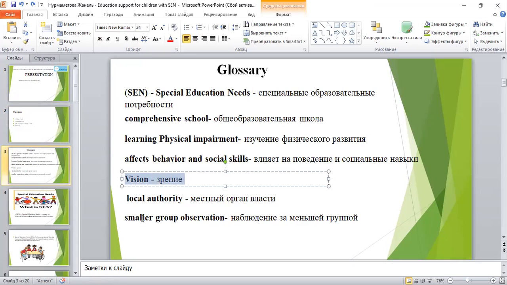Local authority, местный орган власти. I mean here the educational local authority. Yes, what kind of local authority do we have? Yes, certainly the administration of a local authority or Department of Educational System. Yes. Okay, and smaller group observation. This is наблюдение за меньшей группой.